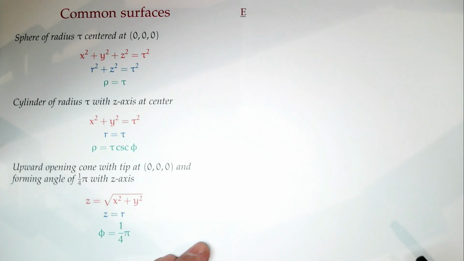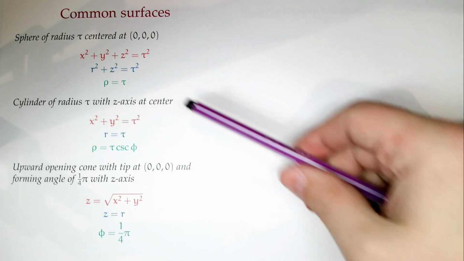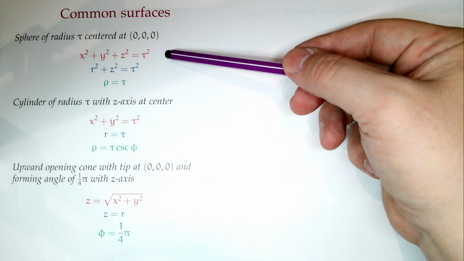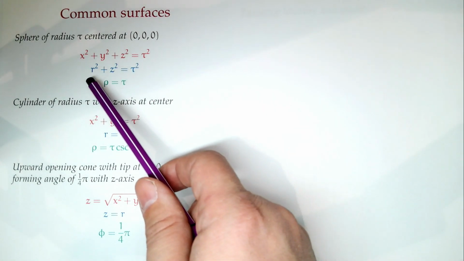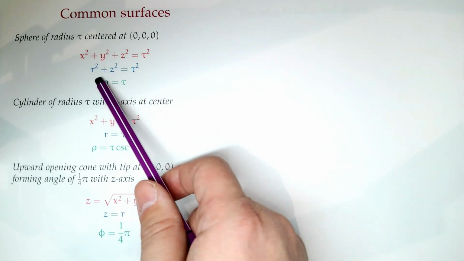Spheres, cylinders, and cones. So a sphere of radius tau, centered at the origin. Some of these things should not be surprising because the first one is from last time. x squared plus y squared plus z squared equals tau squared. This top one, that's Cartesian. The next one, what do we do? Well, x squared plus y squared is r squared, so r squared plus z squared equals tau squared. And then the bottom one, we've already talked about, if I wanted to describe a sphere, is rho equals tau. Okay, so that's not so bad.